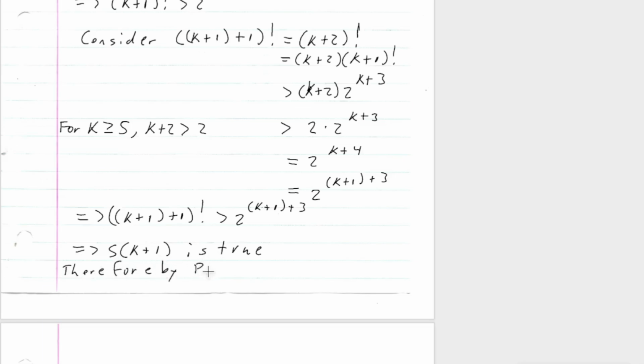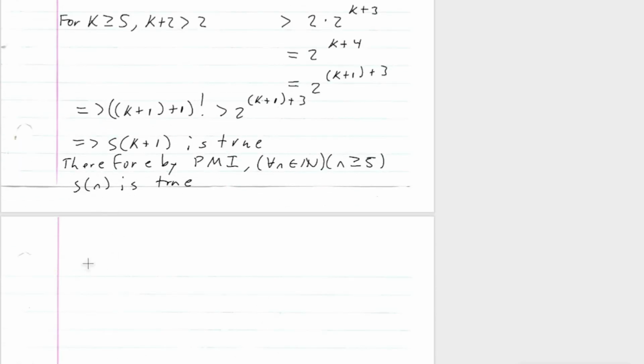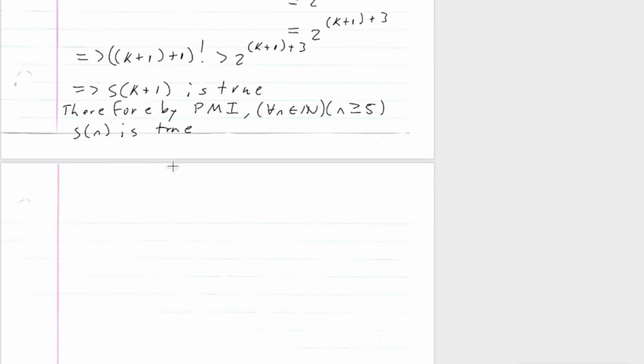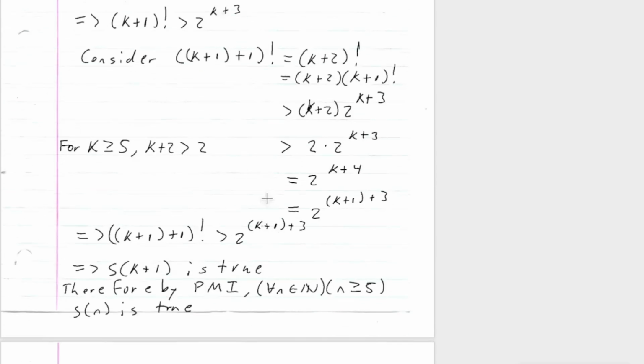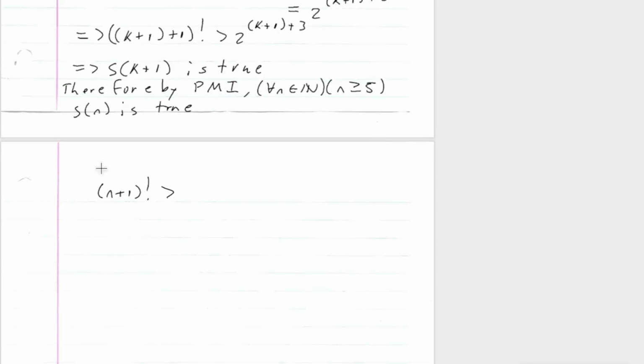by the principle of mathematical induction, for every n contained in the natural numbers, where n is bigger than or equal to 5, S of n is true, right? AKA, we've proven that n plus 1 factorial is bigger than 2 to the n plus 3 for all n bigger than or equal to 5. And that is our proof.